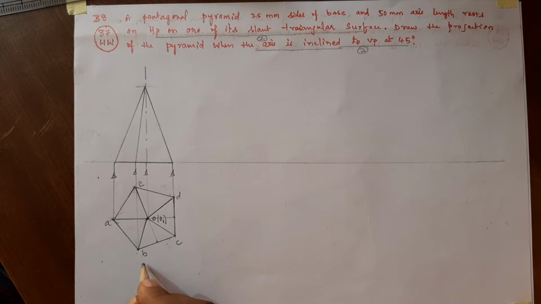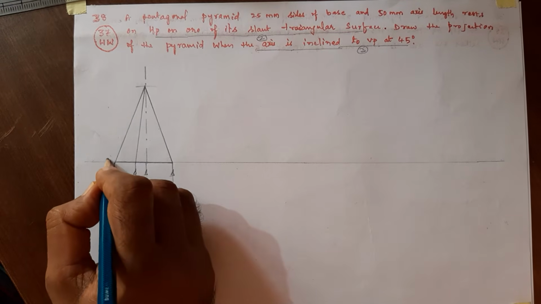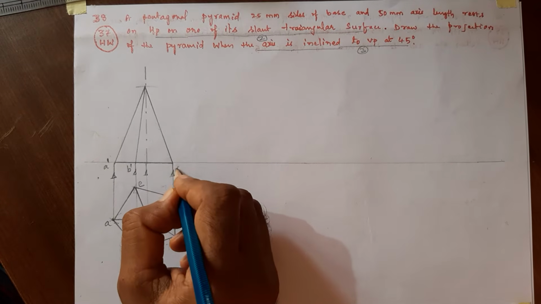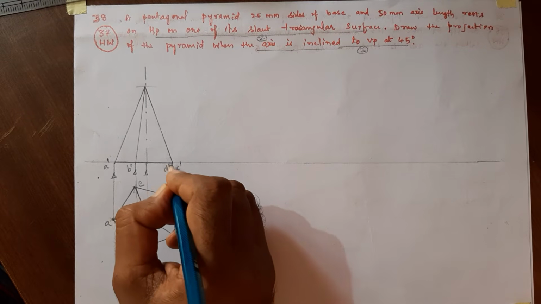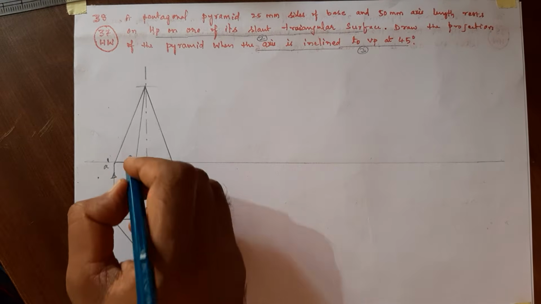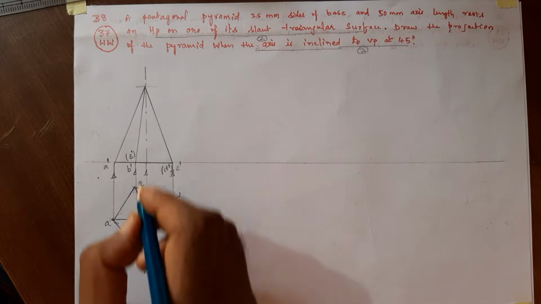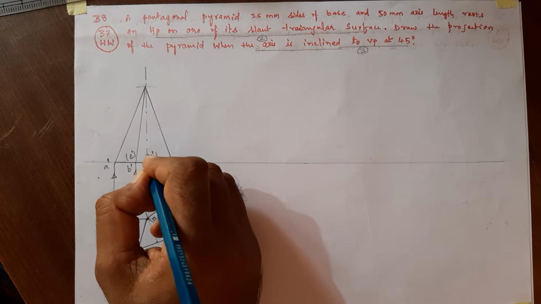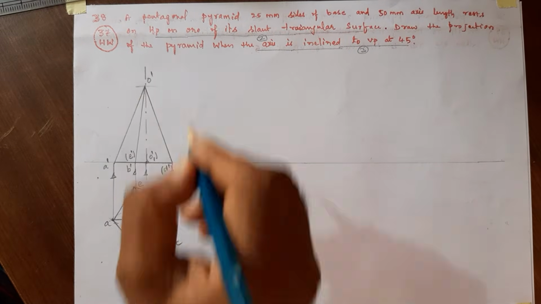Now this is the front view. In the front view A, B, C visible, D and E invisible. So this is A dash, this is B dash, this is C dash. D is invisible, so write D dash in the bracket. And E is invisible, so E dash in the bracket. And base center, that is O1, invisible, so O1 dash in the bracket. And apex O is visible in the front view, so O dash.